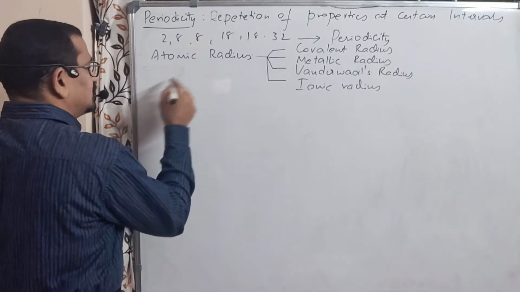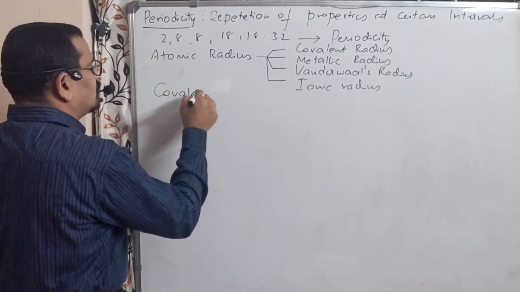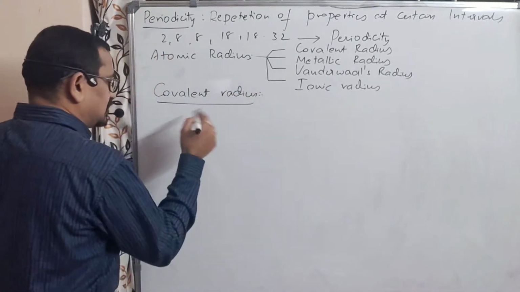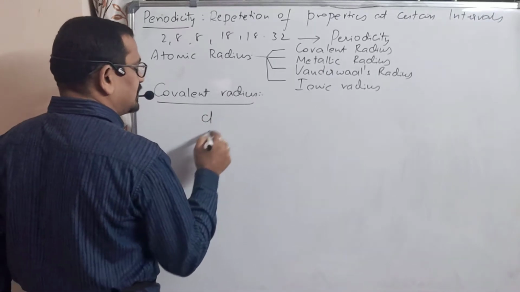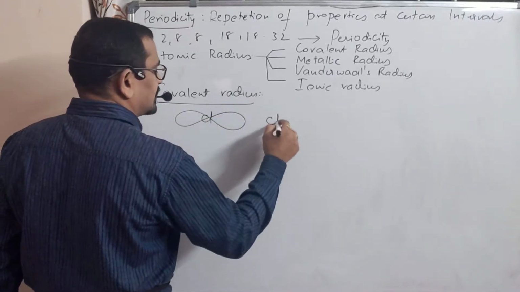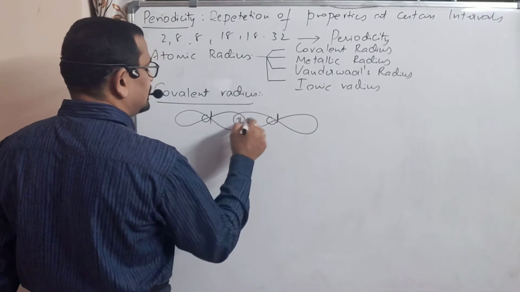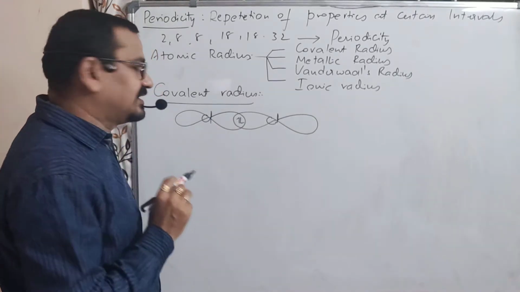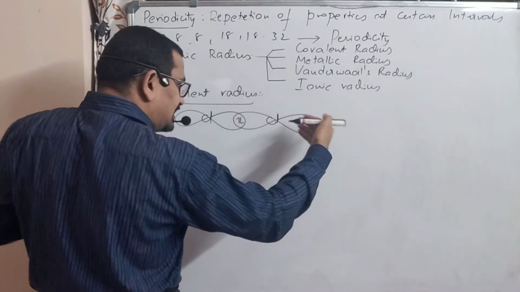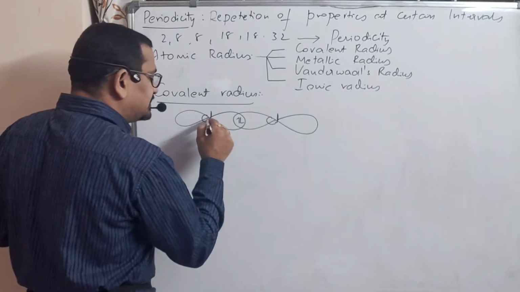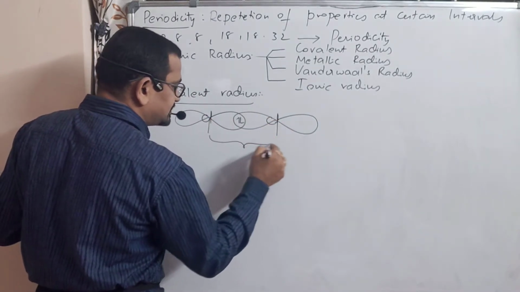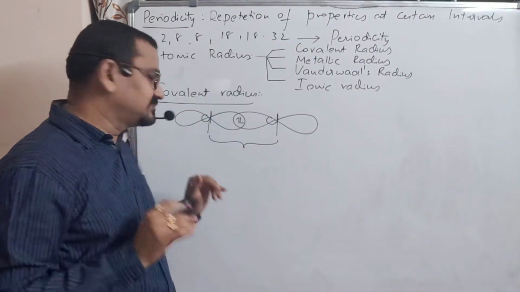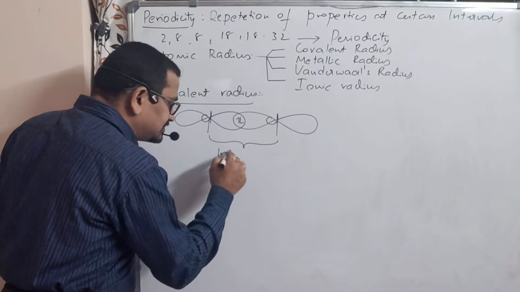Now, when it comes to the covalent radius definition, suppose you consider chlorine. Chlorine is available as a Cl2 molecule where the two chlorines are held together by a covalent bond in this way. When these two chlorines are held by a covalent bond, you have to measure their internuclear distance, the distance between the nuclei of two covalently bonded atoms. This is called the internuclear distance.